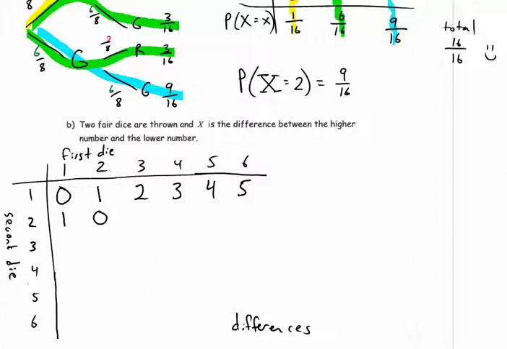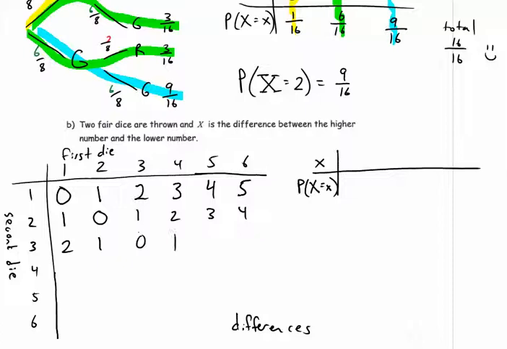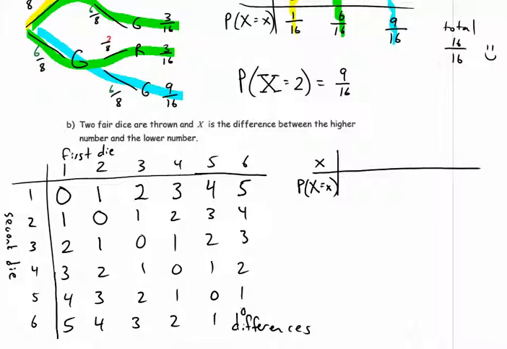So in this one, there's a lot more possibilities. We can make a graph of x versus p of x equals x. The difference between the two numbers has this really nice pattern to it. It has zeros down the diagonal. Okay, so the smallest difference between the two dice is 0. And the chance that the difference between the two dice is 0 is 1, 2, 3, 4, 5, 6 out of 36.